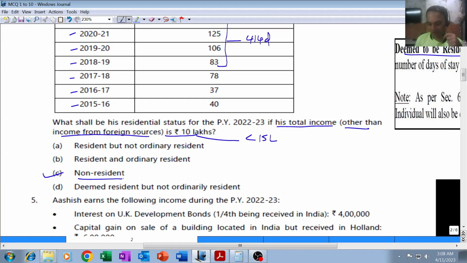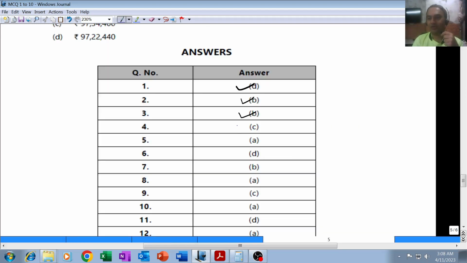Let's check what's Institute's answer. Institute's answer is given at the end. Institute's answer is also C, that is non-resident. With that, this MCQ comes to an end. See you in the next video.